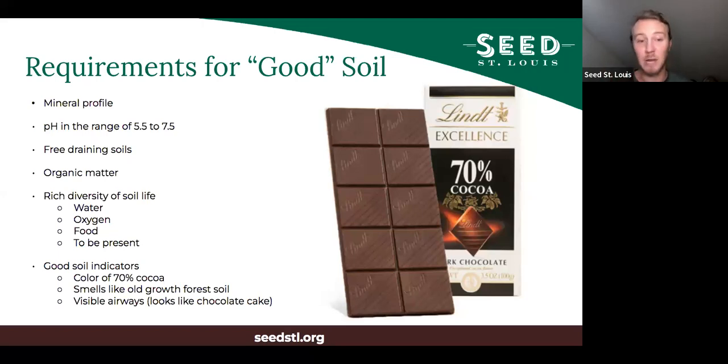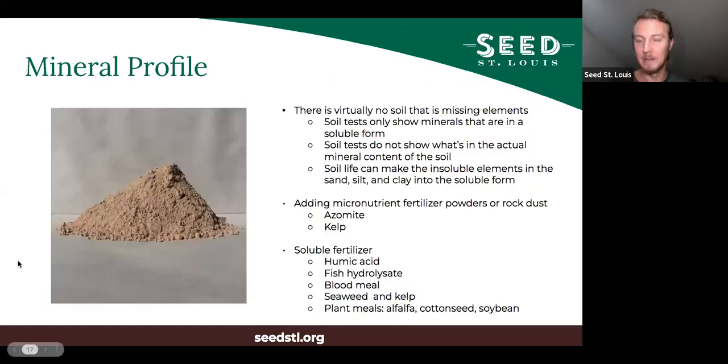Your soil is great. You've got great airways and good soil structure. But you might not have all those things. You probably don't. Almost nobody does. And so working toward that kind of ideal goal, there are a couple things we can do.